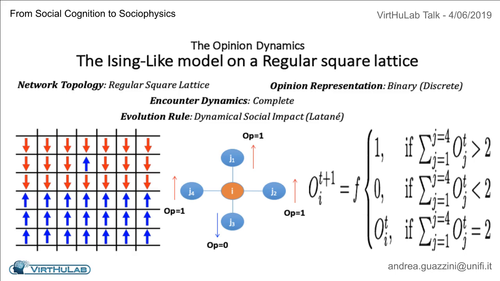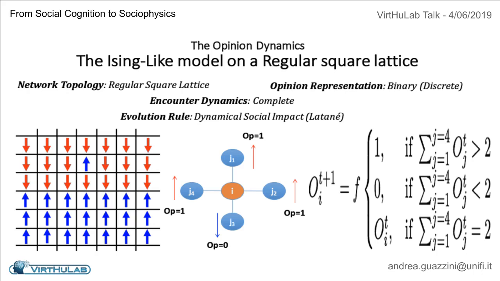The node state is represented by a binary opinion, randomly assigned at the beginning of the simulation. The network's topology is very simple, a square lattice, so that each agent has 4 neighbors, and an equal number of possible interactions with the world at each time step. Finally, the evolution rules simply implement a trivial approximation of the social impact theory by Latané.